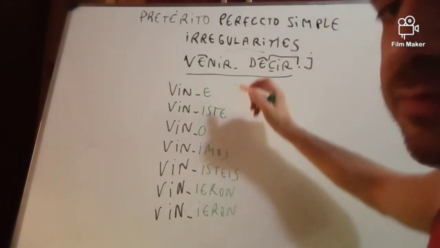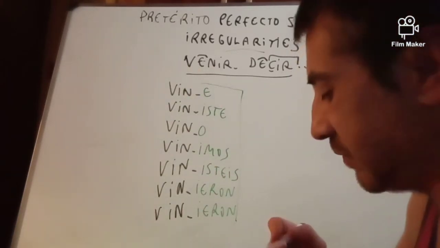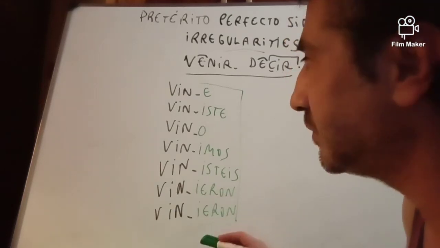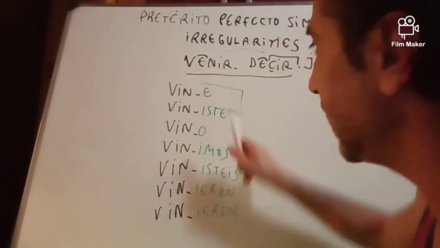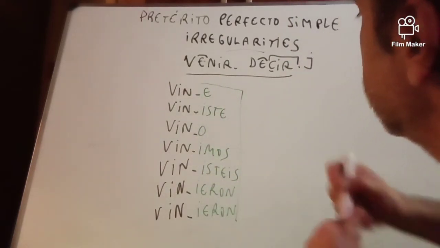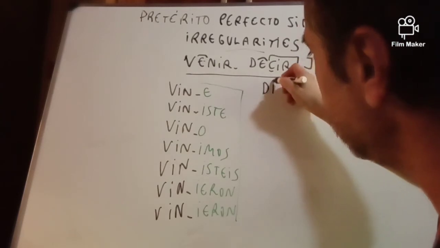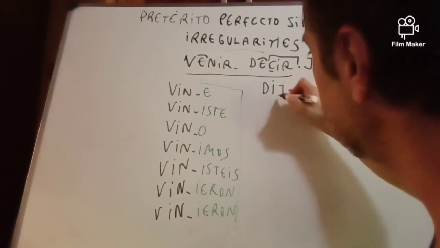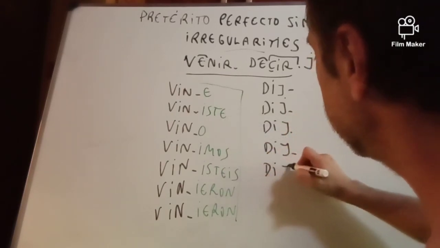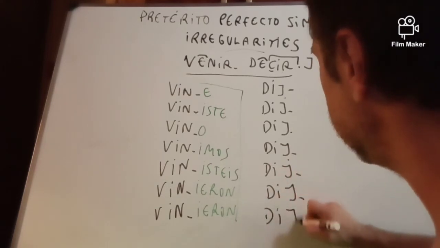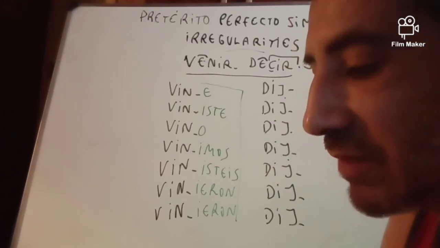As you can see, this is a regularity within the irregularity of irregular verbs. These endings are in more than 90% of the cases. There are exceptions that we'll see at the end of the video, of course, but in general they end like this. Let's see decir. So the root will be, we'll have to change this e for an i. Funny. And the c for a j. Dij, dij, dij, dij, dij, dij, and dij. And let's see the endings. And I'm going to tell you something about this verb in particular.